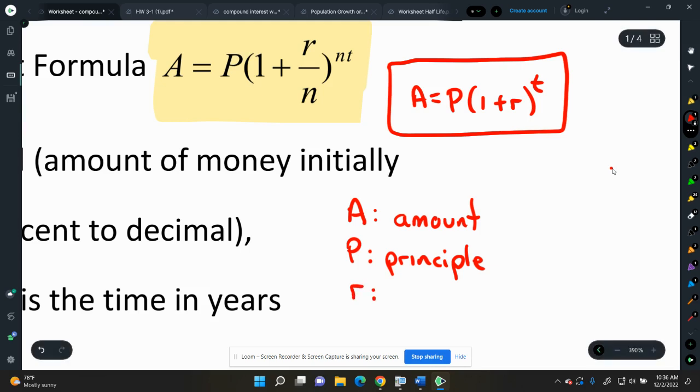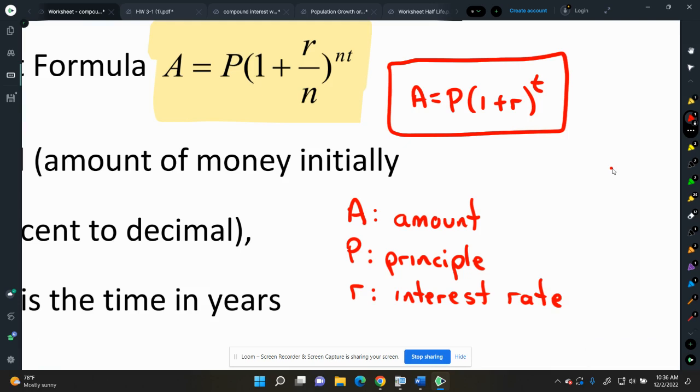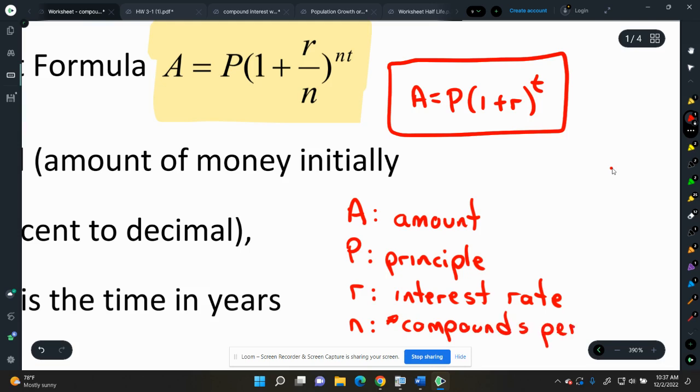How about the R? The interest rate. And remember, it has to be in decimal form. So whatever the interest rate is, we divide by 100. Okay. And then N is the number of times that we compound it per year. So if I'm getting quarterly compounds, it's 4 times. And a monthly compound is 12 times. Okay. And then, of course, T is the time or the number of years. Okay.